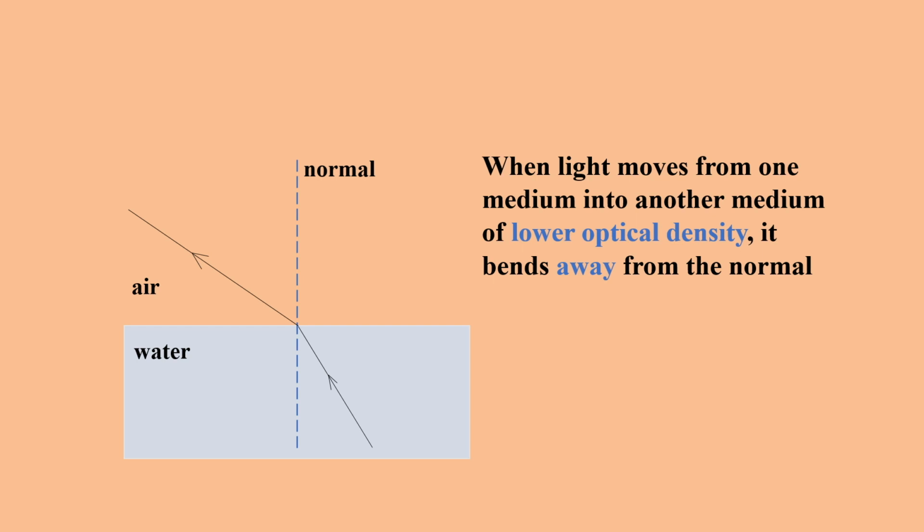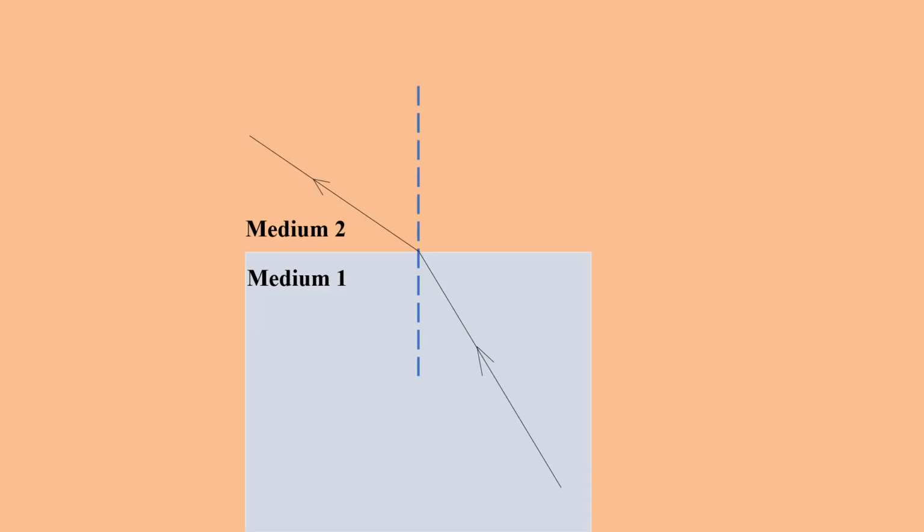Let us now look at a general diagram illustrating refraction of light. So here we have a ray of light moving from medium 1 into medium 2. The perpendicular line drawn at the point where the light exits medium 1 is called the normal. The ray of light moving towards the boundary between the two media is called the incident ray, and the ray of light that exits the boundary is called the refracted ray.